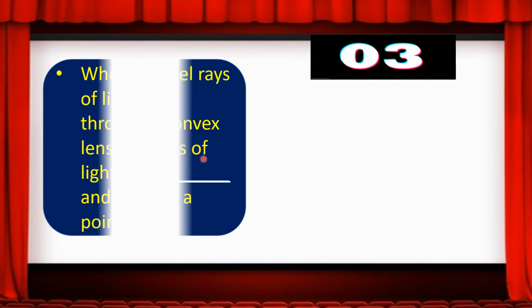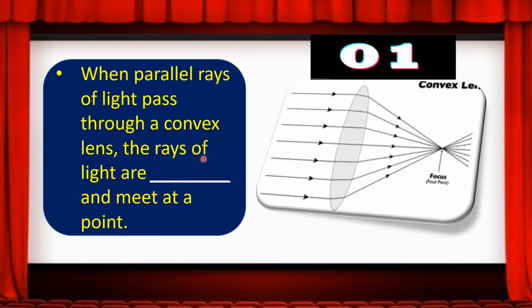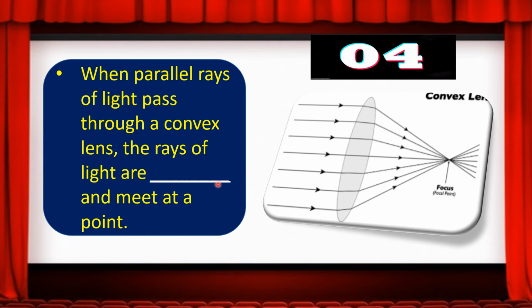So I would like you to fill in the blank. Just answer if it's converge or diverge. When parallel rays of light pass through a convex lens, the rays of light are blank and meet at a point. So what is the answer? Is it converge or diverge? Okay, look at this. I'll give you 5 seconds to answer.